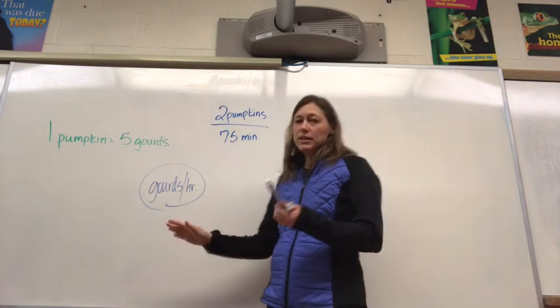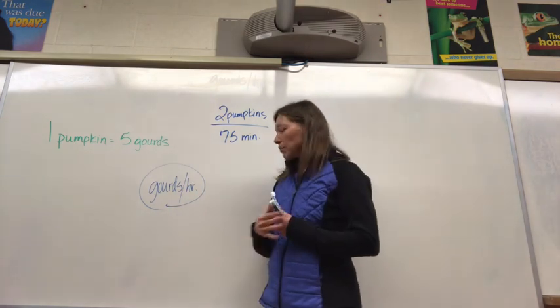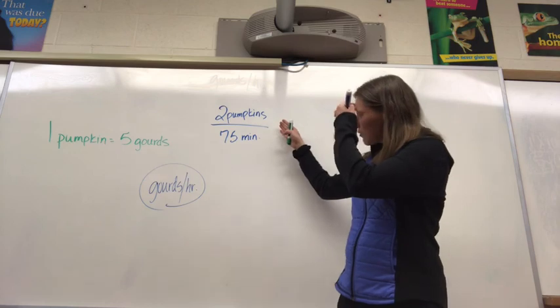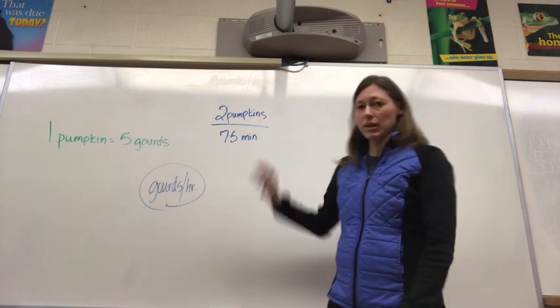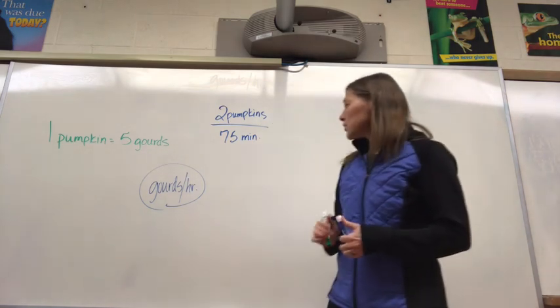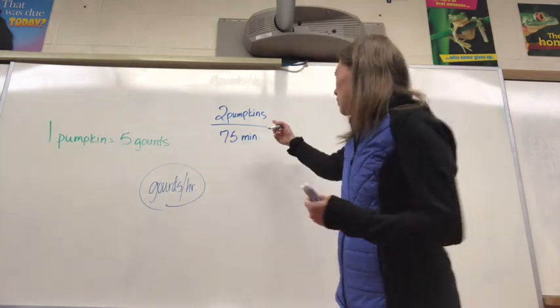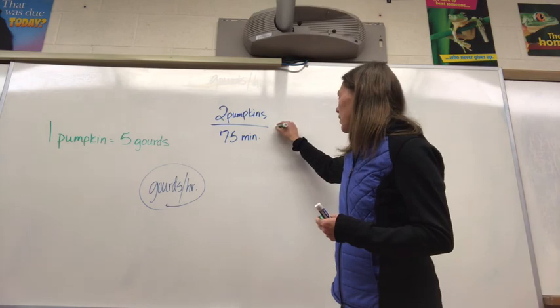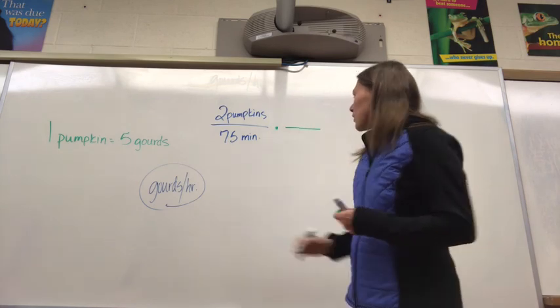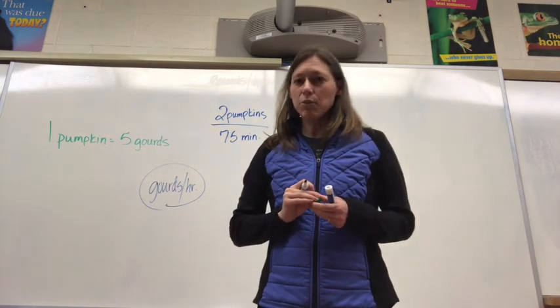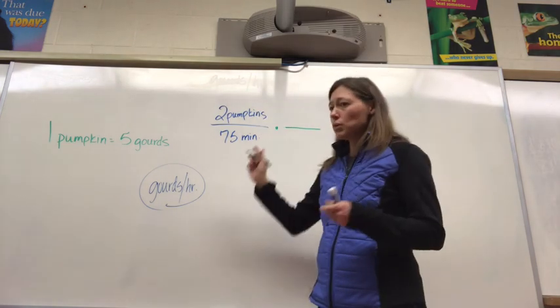So basically, gourds needs to be on the top, hours needs to be on the bottom. Okay, so we need to convert minutes to hours, and we need to convert pumpkins to gourds. It doesn't matter which one we do first. Since pumpkins are on the top, I think I might as well just look at the pumpkins first. And so what we're going to do is we are going to multiply.